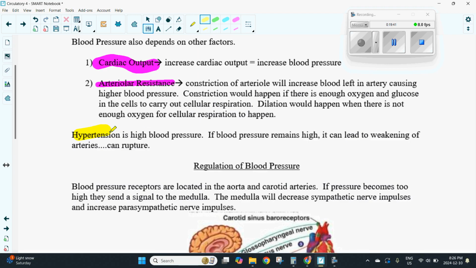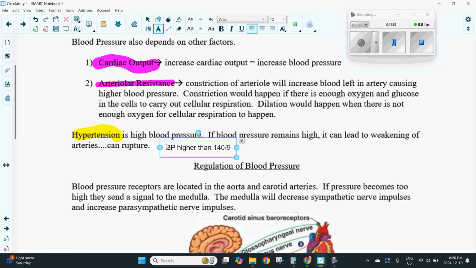So hypertension. We just talked about this. I want you to write beside hypertension, this is BP, blood pressure, higher than 140 over 90. Okay, and remember, we need to do multiple tests to determine whether or not it is hypertension.